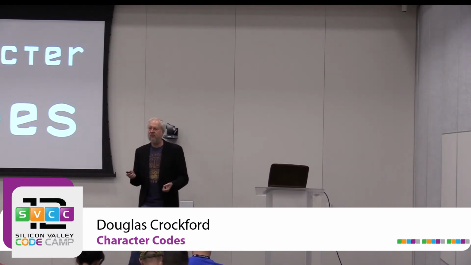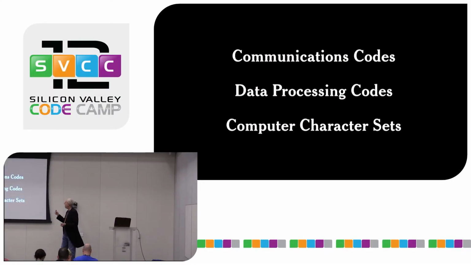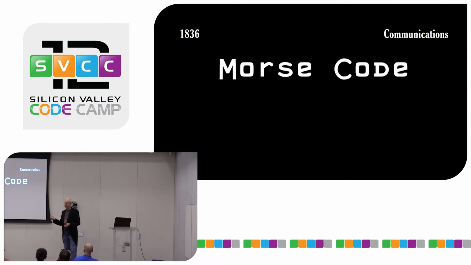So we're going to look at the history of character codes, starting with communications codes and data processing codes. Both of these codes are much older than computers. Eventually, computers take ideas from both of those systems and produce the thing that we use today. So we're going to start with the Morse code.